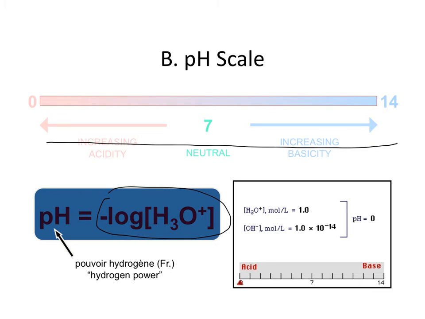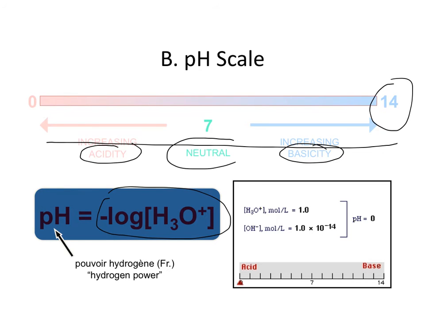The scale that you see here basically goes from 0 to 14, at least in the simple approach. What you need to understand is that when your pH is greater than 7, you are basic. When your pH is less than 7, you're acidic. If you are exactly at 7, your solution is neutral.